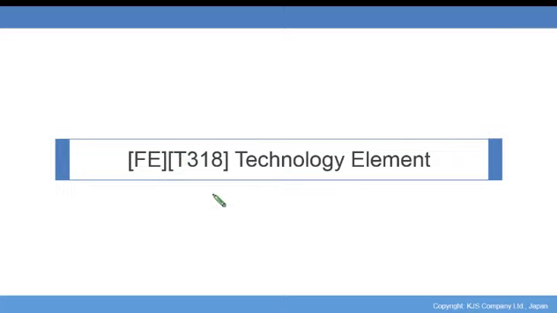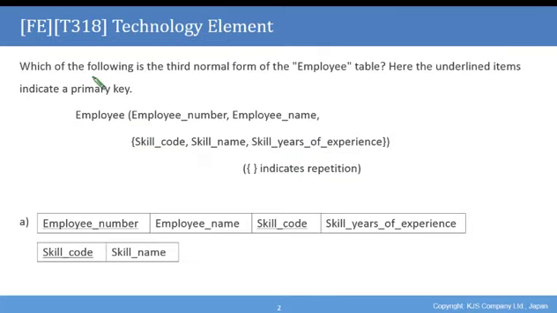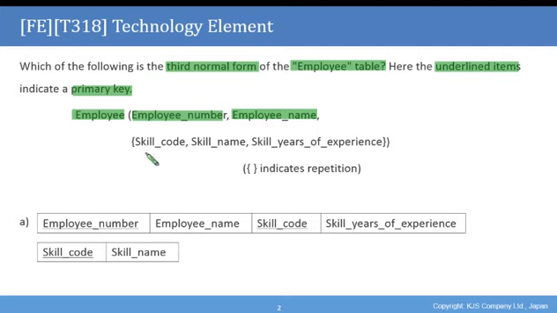This is FET318. Which of the following is the third normal form of the employee table? Here, underlined items indicate a primary key. So for the employee table, we have employee number, employee name, and then within curly brackets we have skill code, skill name, and skill years of experience. The curly brackets indicate repetition.